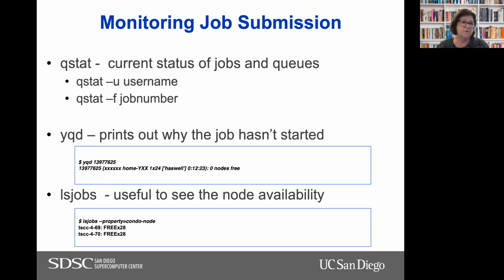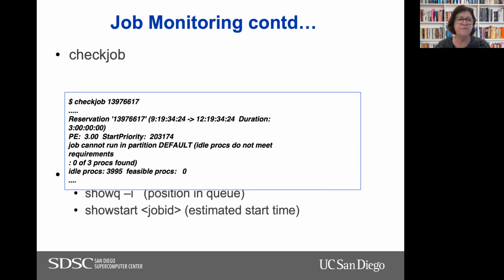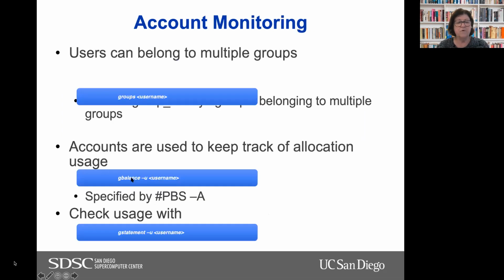The other thing you want to do is monitor your job using qstat, and you can look for all of your jobs, or go by a job number, or see everybody in the queue. And then why-qd prints out why the job hasn't started. This is a really nice tool. And then you can list jobs to see what's on, how available a node is. Again, you should all be familiar with these, but we included them just to remind you, and you can check on your job and get more information about what the job is doing. And you can show the queue and show start and get more information.